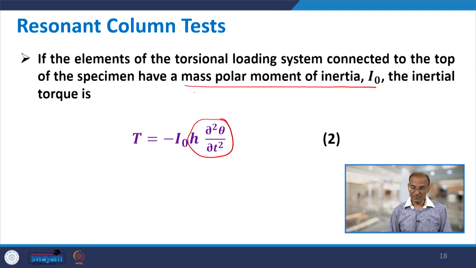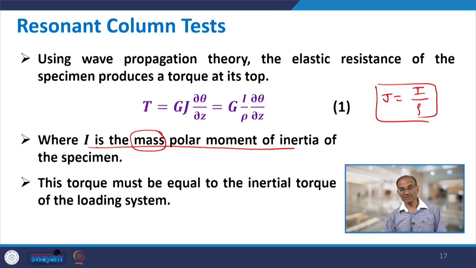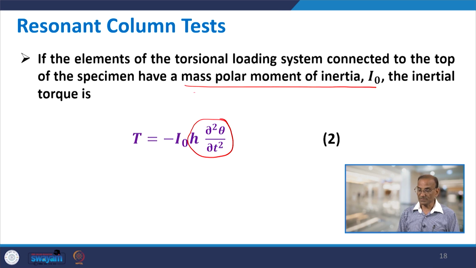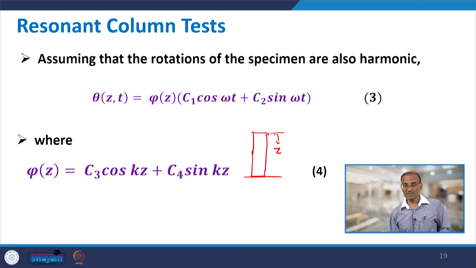So, if we equate equation number 1 and 2 then we can solve it, but before that we represent theta in terms of Z and t. Theta is rotation. As we discussed, this is your specimen, and in this specimen you have Z downward as one parameter, that is the depth, but then this theta also varies with time. So, t is time. So, theta is a function of Z as well as t.